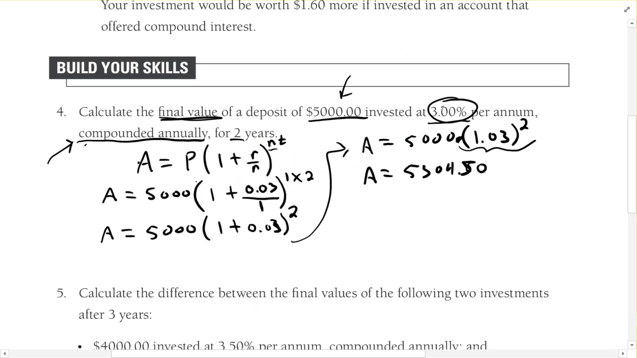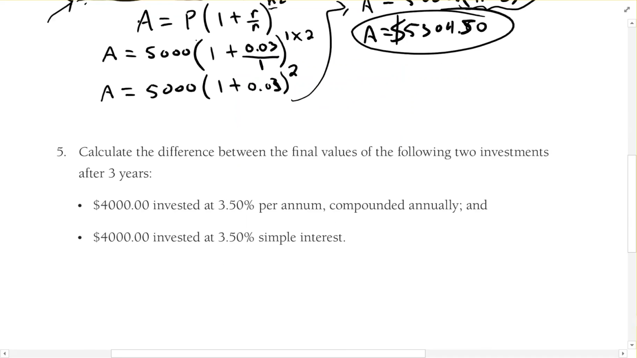0.5, which is really 0.50, right? Because we're talking about money. And then I put a dollar sign on it. Okay, so hopefully you got the steps down for that one.